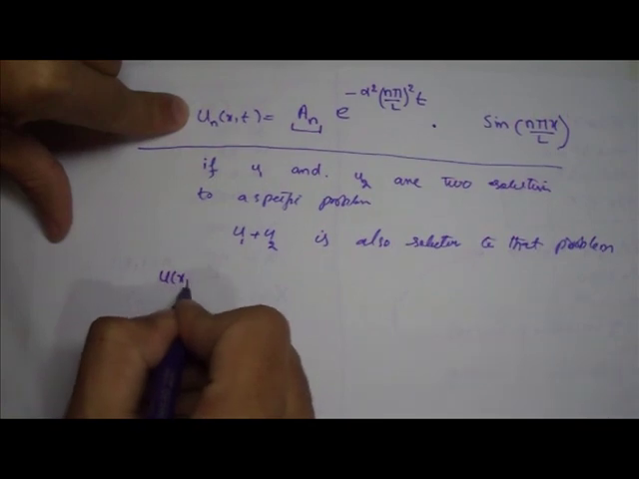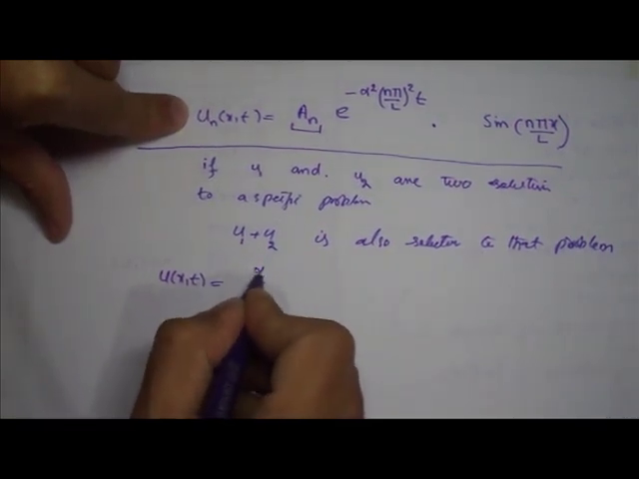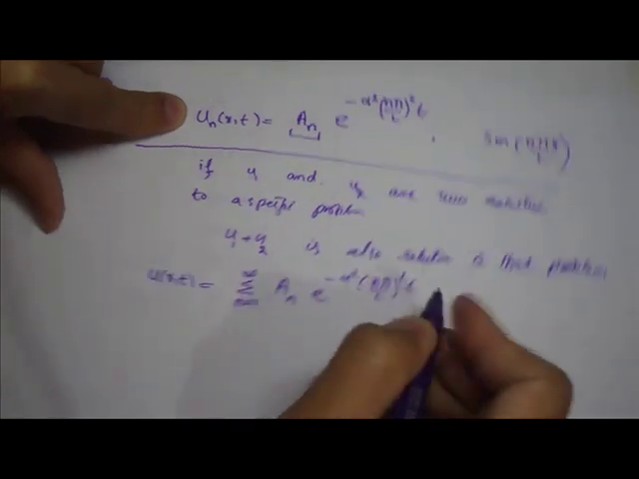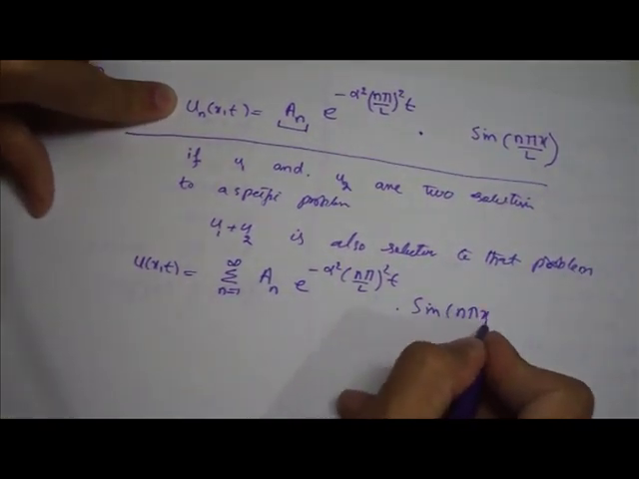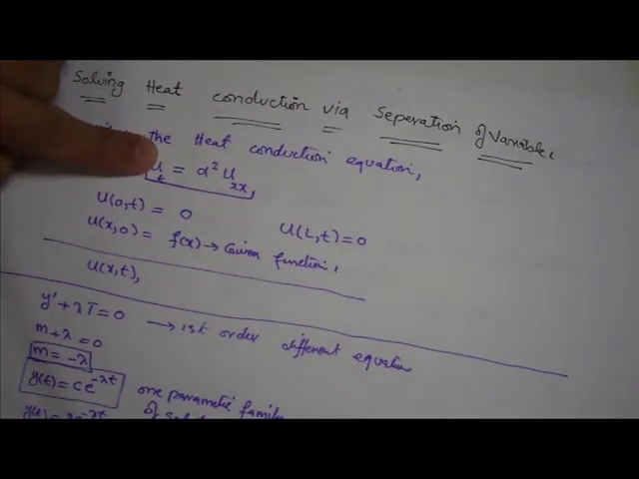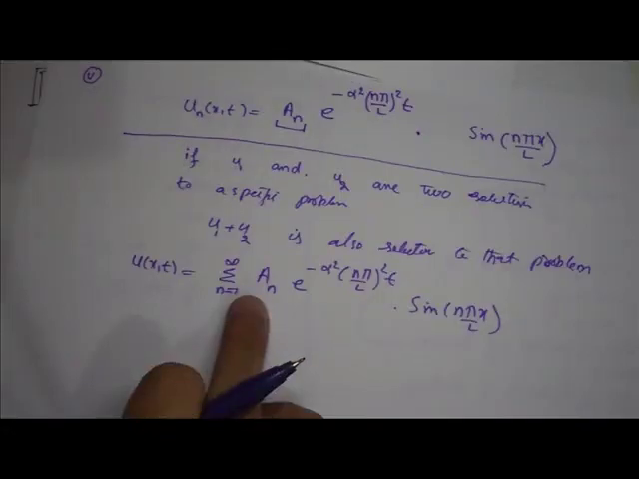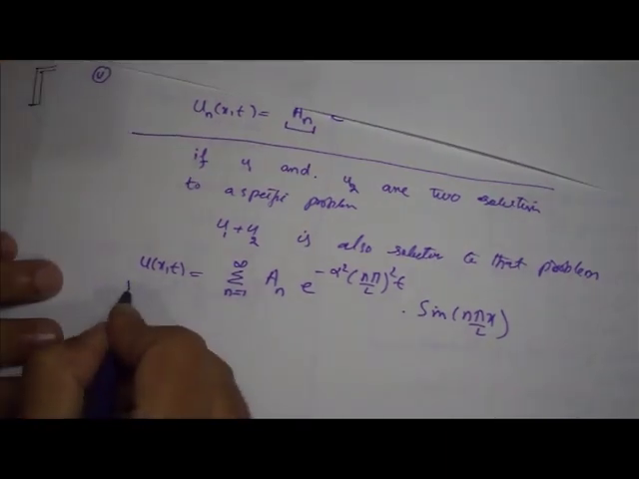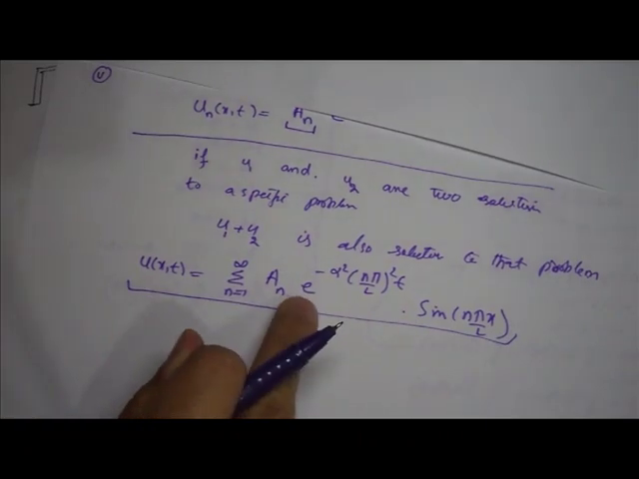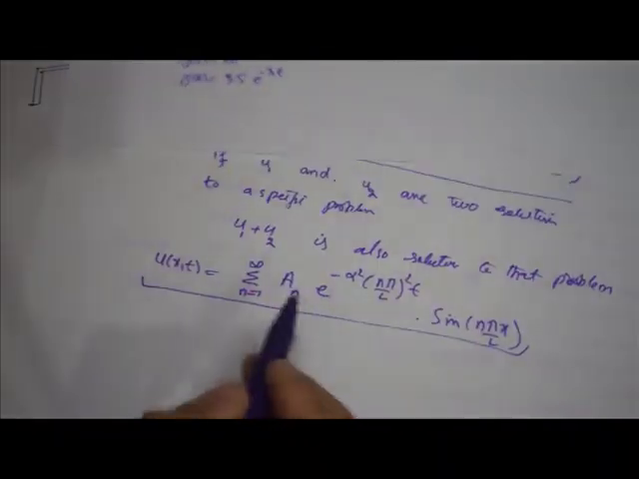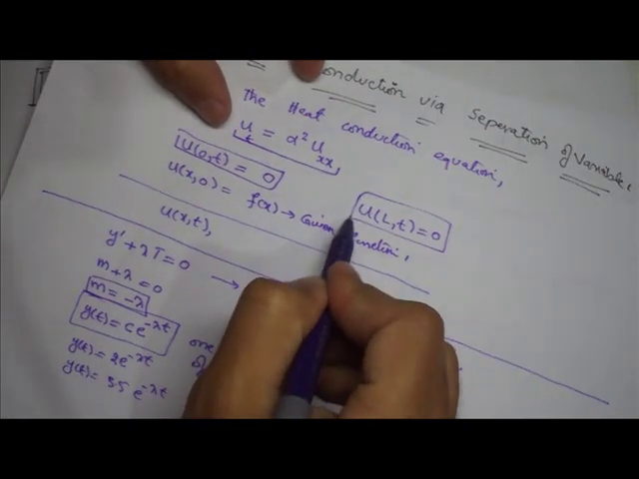It means that the function u of x t is equal to summation n is equal to 1 up to infinity a n e power minus alpha square n pi over L whole square t into sin n pi x over L. That means this is also a solution to this problem. Here we have applied the superposition principle; we have made a summation of all these solutions. Now what are the properties of this solution? This solution satisfies this partial differential equation, it satisfies the first boundary condition, and it also satisfies the right end temperature condition.